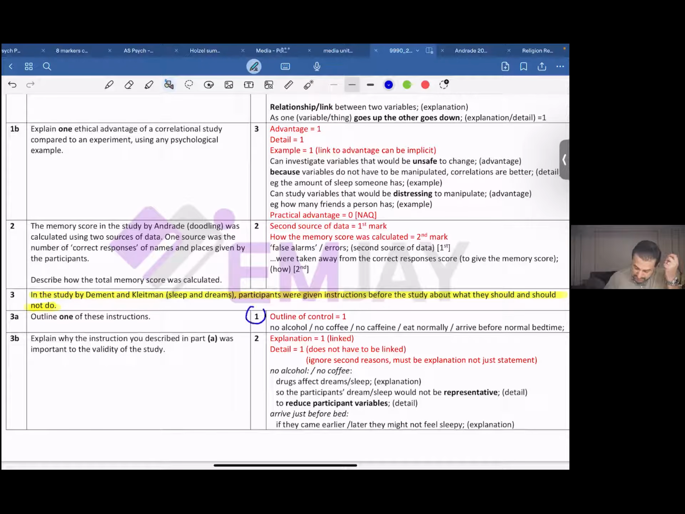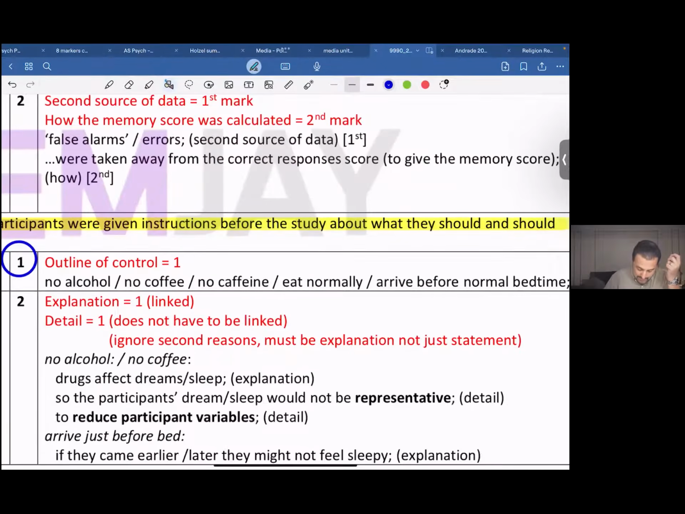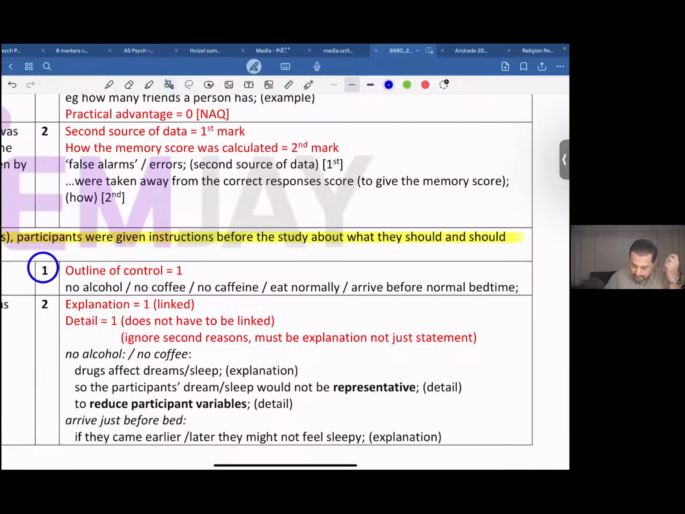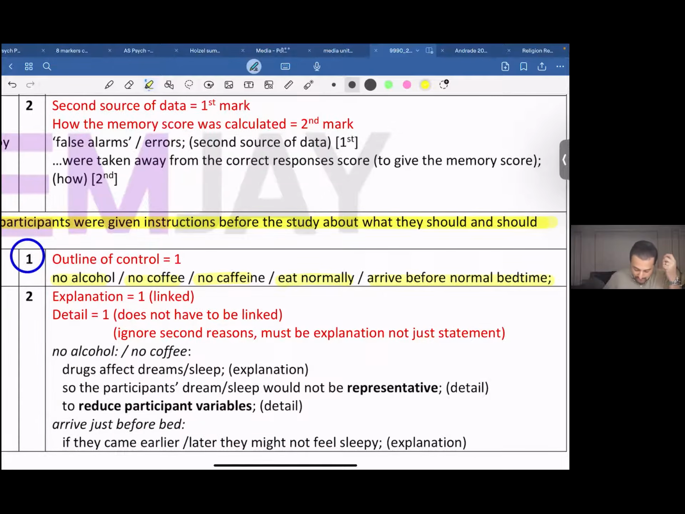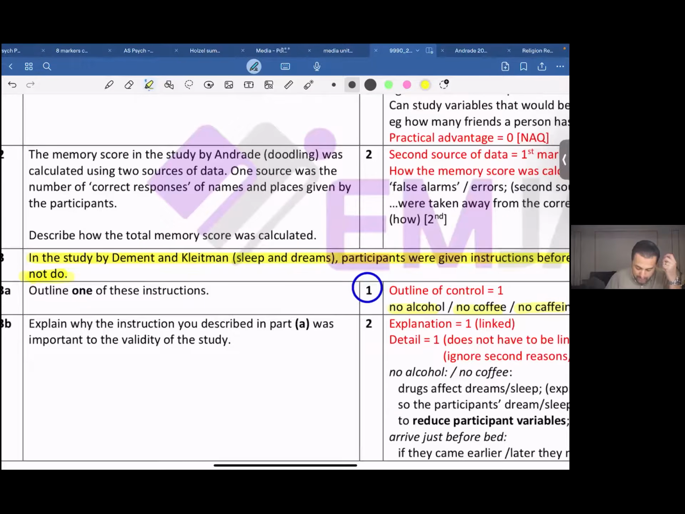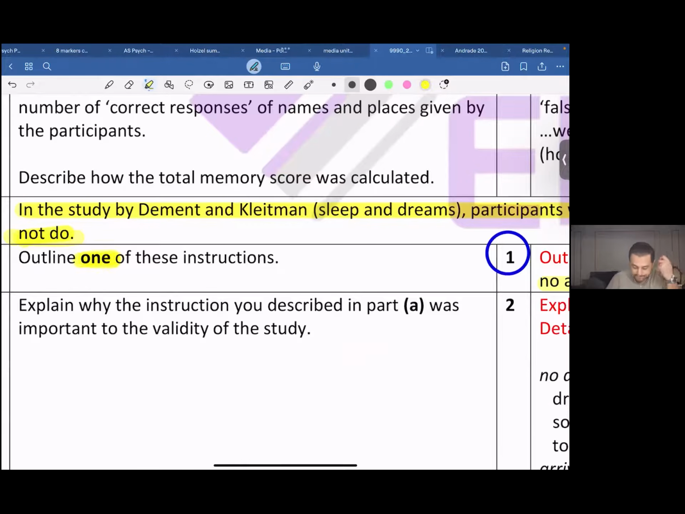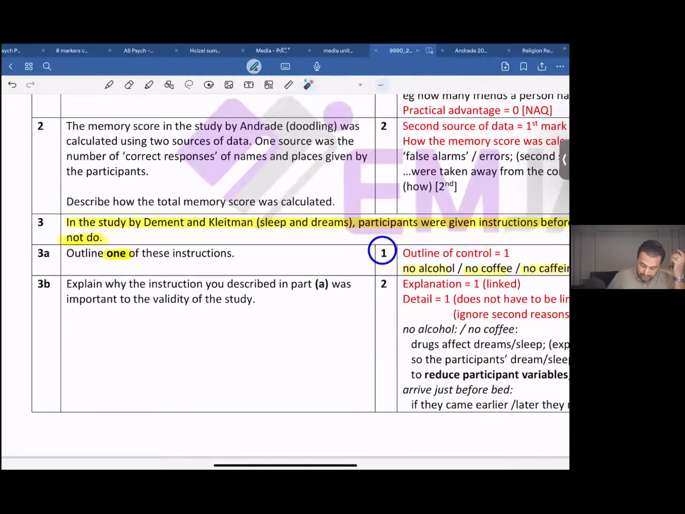Easy peasy. So you just outline an instruction. It could be something as no alcohol, no coffee, no caffeine, eat normally, arrive before normal bedtime. Now, in a question like this, we are asked to outline one of these instructions. Even if you have a closer look at this, the examiner is asking us for any one instruction. So you might as well listen to what the examiner wants from you.